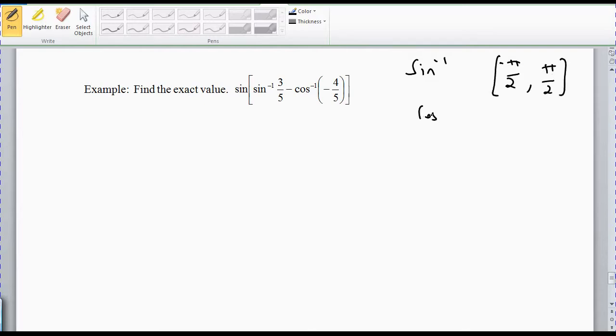And then, because the inverse sine is asking for the angle, that gives us 3/5, and it's got to be between negative pi halves and pi halves. And inverse cosine is asking for the angle, it gives us -4/5, so we have to restrict our range.